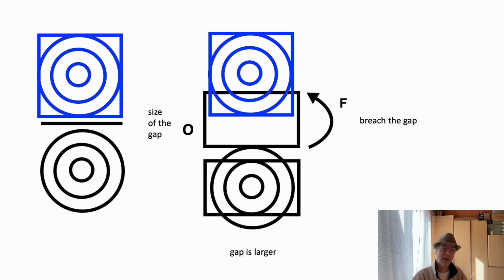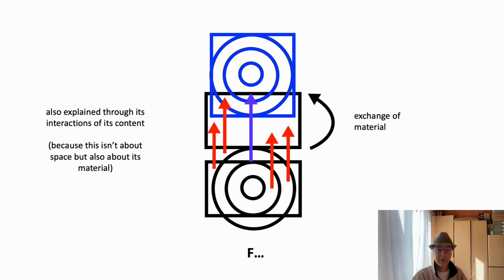And the larger gap, where you have some space in between two objects, we can associate with the letter O. But the real bridge, the breaching of the gap, you do that with the letter F. We express the letter F differently, so I will do that now as well.